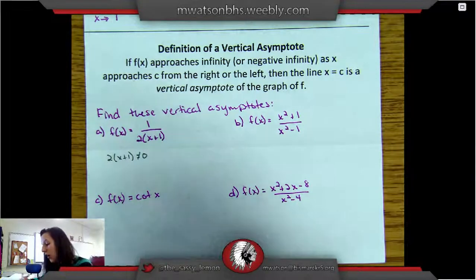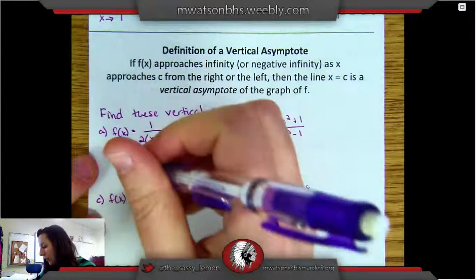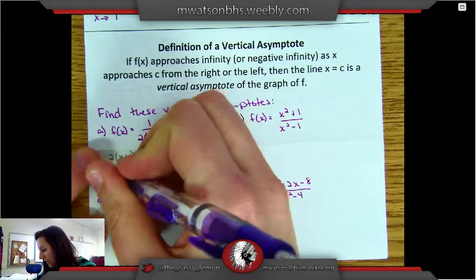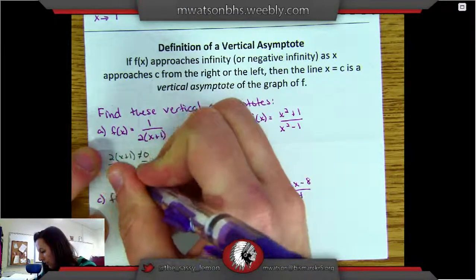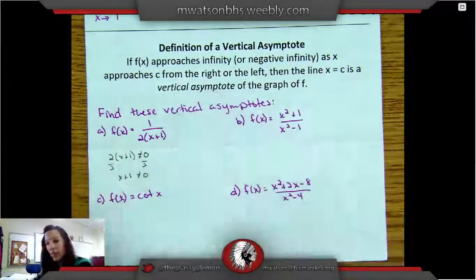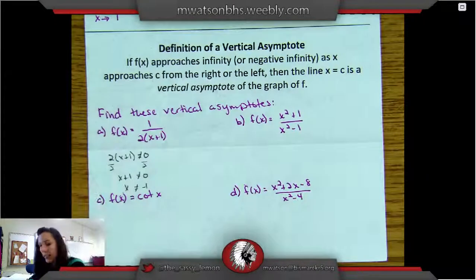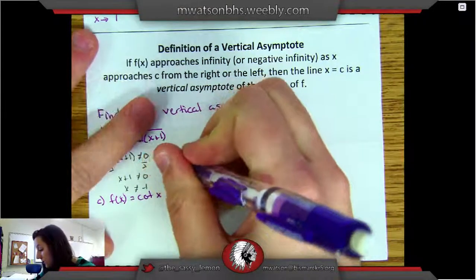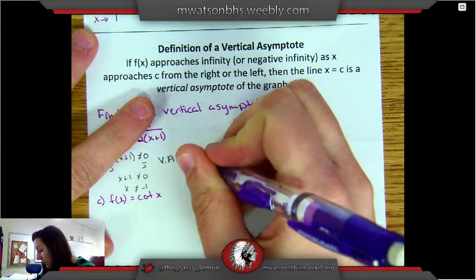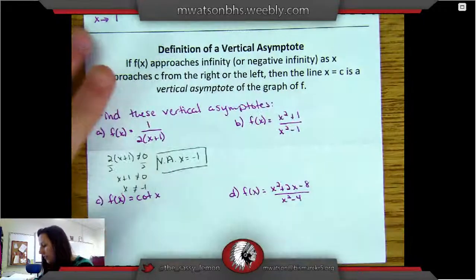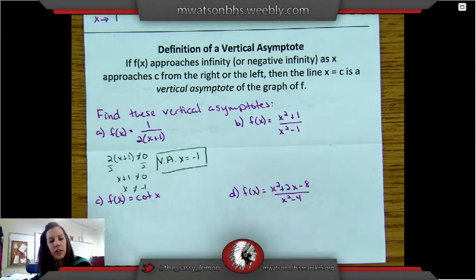And so now we're going to solve this little equation. I'm going to divide by 2 on both sides, and I end up getting x plus 1 cannot equal 0. And then I subtract 1 from both sides, and I get x cannot equal negative 1. So what this means is that we have a vertical asymptote at x equals negative 1. And we've just found the asymptote. And then we could attempt to determine the limit from the left and the right of x equals negative 1, but you're going to want a graphing calculator to do that.